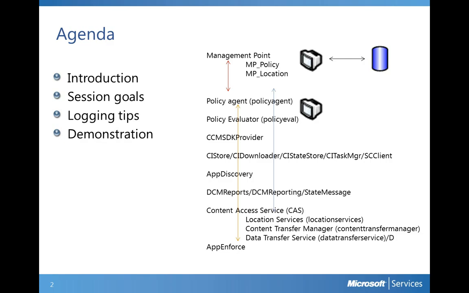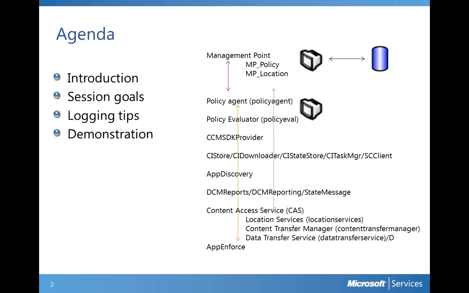Yeah, there's certain nuances that are different between the two, but the framework is the same. So CI store, CI downloader, CI task manager, all of these components will have commonality across the different features. Some of these other ones that you see, content access service, location service, content transfer manager, data transfer service that you see down the chain, will have commonality. Okay? So once we get everything in place that we need with these different components, and by the way, this is the component that's responsible for updating Software Center.